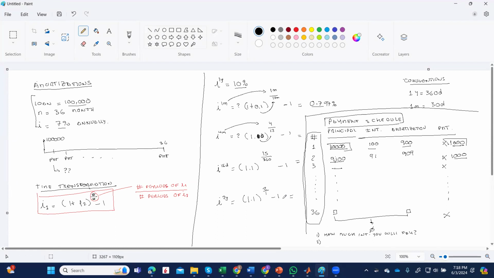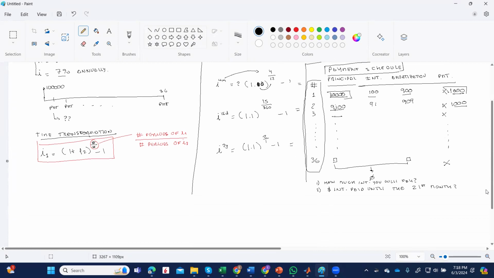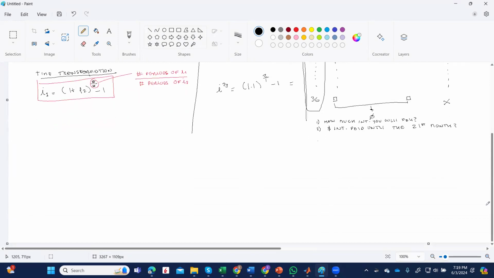The second one, I want to compute: tell me the interest paid until the 21st month. Okay, so we'll write somewhere. So tell me the principal at the 24th month.